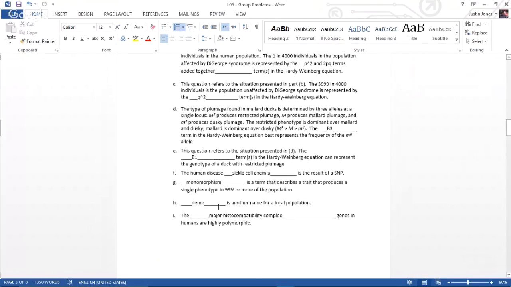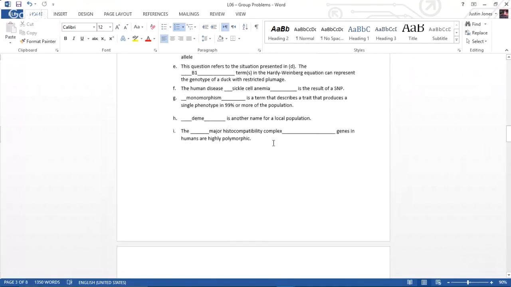Human sickle cell anemia was a result of an SNP, which is a substitution of a single nucleotide. Monomorphism is, oh gosh, I'm trying to recite this from memory, not just read the question. But monomorphism is when you have an entire population that's effectively just one genotype. Yeah, 99% right there. The other type, for local population, that's demes, that's simple terminology.